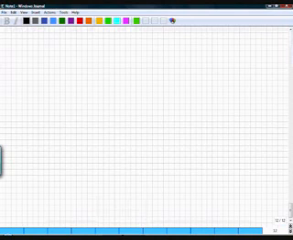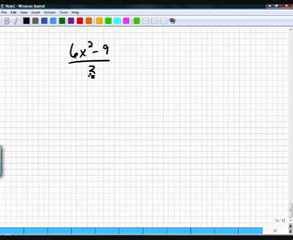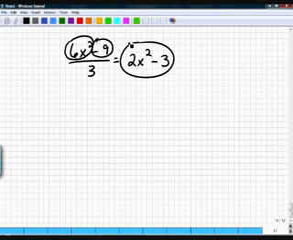Next problem, nearly finished, guys. 6x squared minus 9 divided by 3. How many terms do you have on top? 6x squared, good, and negative 9. You're going to simply divide them both by 3, which is taking a third of them. 6x squared divided by 3 is how many x squareds? It's 2x squared. A negative 9 divided by 3 is a negative 3. That's your answer. Pretty easy.